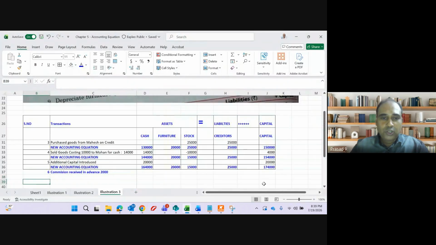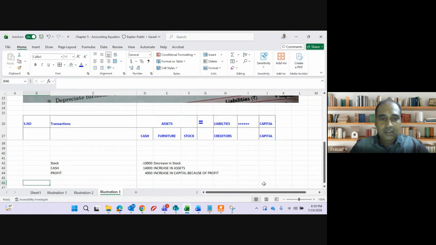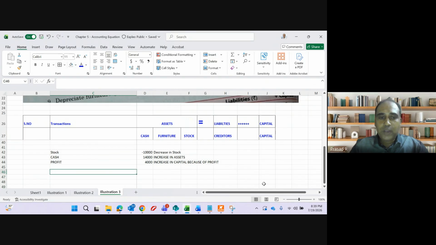So in this transaction, two accounts are involved. Which are the two accounts? One is income received in advance.